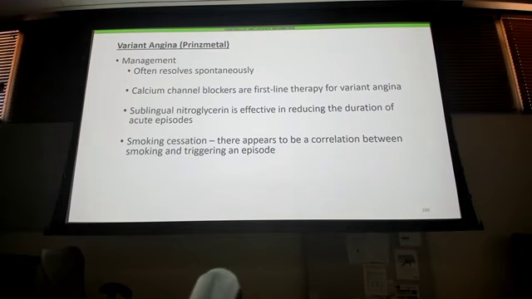But when you have somebody who has this condition, in the acute setting, we're giving them sublingual nitro to dilate those vessels and stop the spasm. But in order to prevent these episodes from recurring, you can give them calcium channel blockers, like your dihydropyridine medications, the -pine medications, to prevent that spasm from happening in the first place.